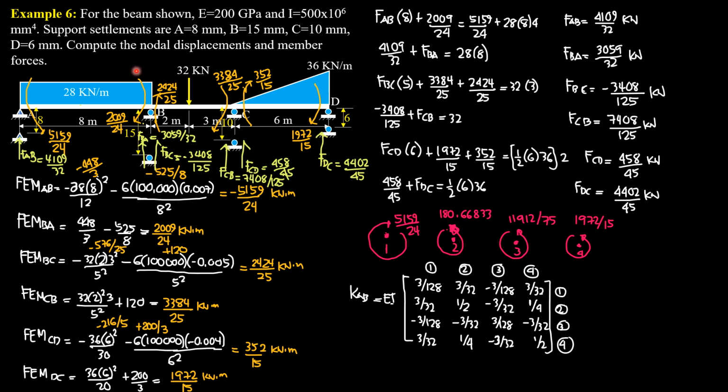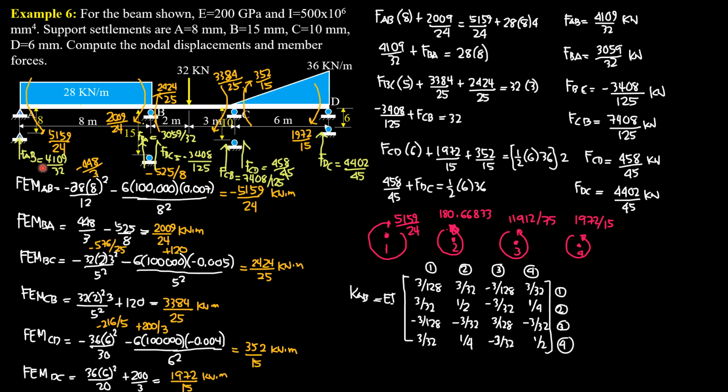Fixed end moment BA, on the other hand, is positive 448 over 3 because of symmetry. So this is positive clockwise, 448 over 3. But the value of the side sway moment is still negative 525 over 8. The net value 448 over 3 plus negative 525 over 8 is positive 2009 over 24. So it is clockwise because the result is positive, as shown.